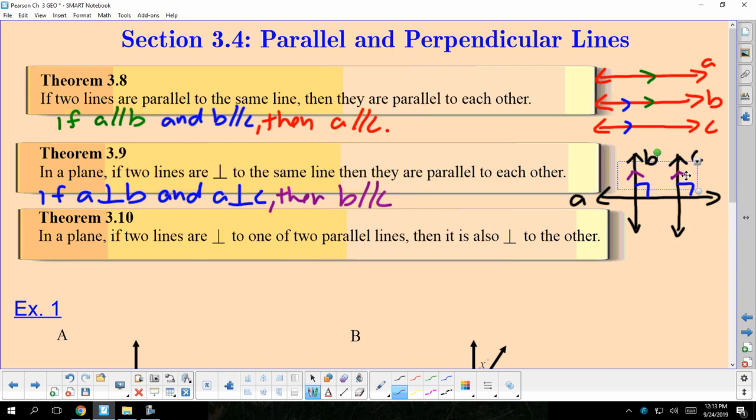to each other. And the last one we'll be working with, in a plane, if two lines are perpendicular to one of two parallel lines, then it's also perpendicular to the other. Then we need to change a little bit. If a line is perpendicular to one of two parallel lines, then it is also perpendicular to the other. So, see how this one works.